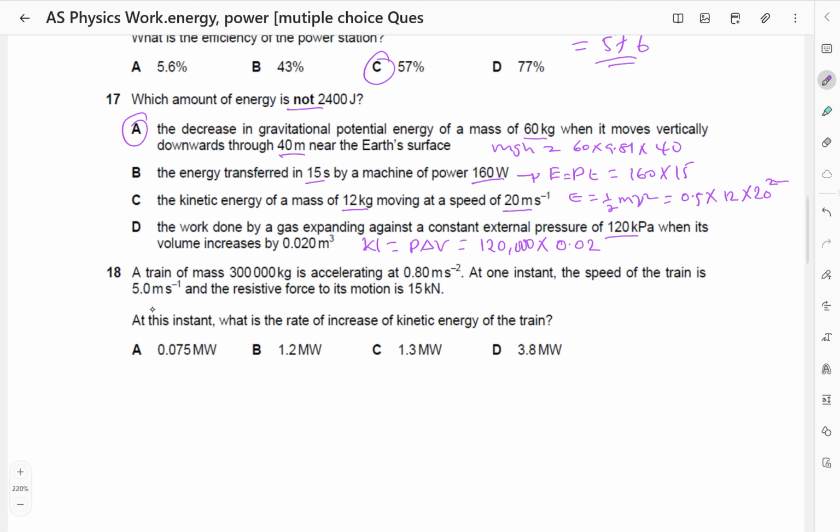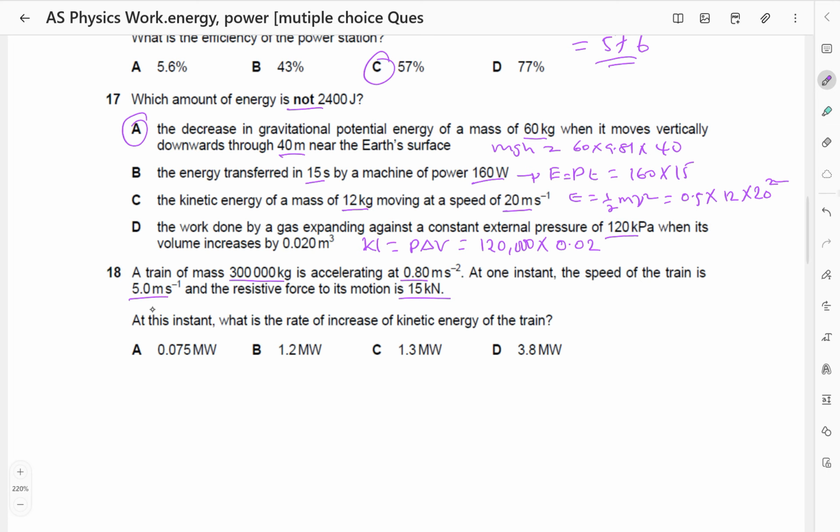A train of mass 300,000 kilograms is accelerating at 0.8 meters per second squared. At one instant, the speed of the train is 55 meters per second, and the resistive force to its motion is 15 kilonewtons. At this instant, what's the rate of increase of kinetic energy of the train?